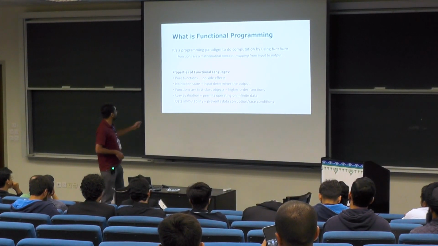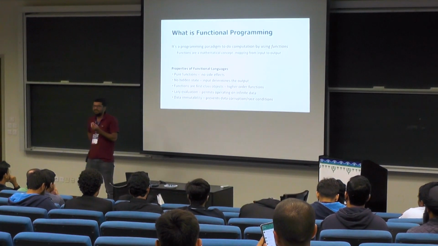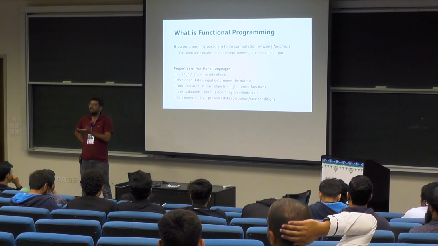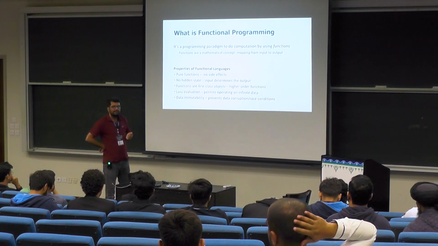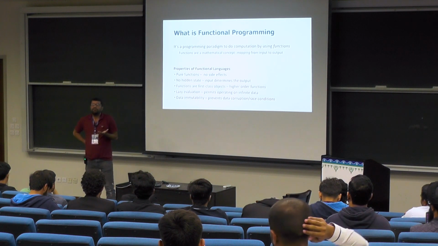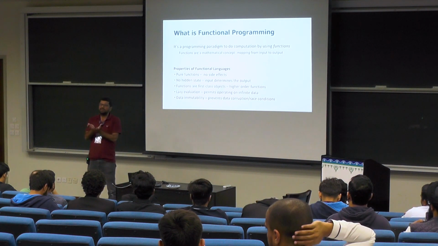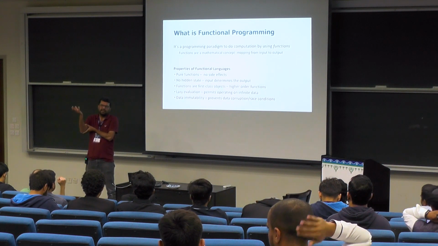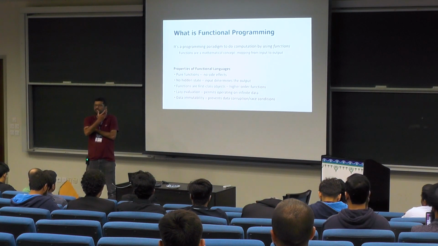And third, functional languages have functions as first class objects. An entity is a first class object in a programming language if it can be used just like any other entity. For example, in C, a function is not a first class object. You can't create a function object and assign it to a variable just like data. You cannot pass it as an argument to a function. You can't return it from a function.